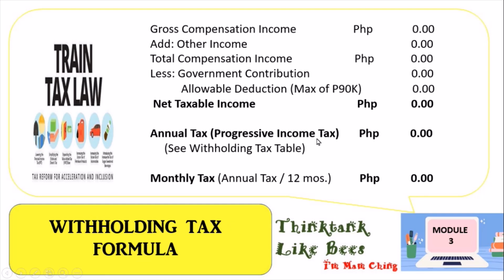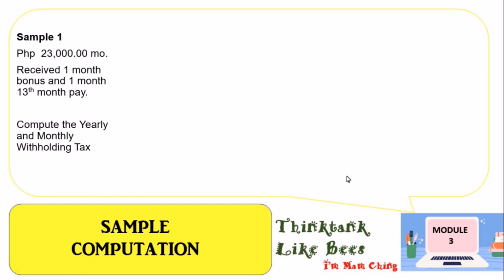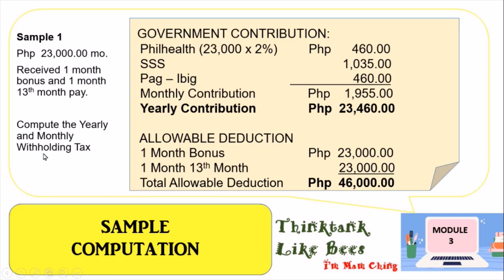You need to see the progressive income tax table to get the annual tax, and you divide it by 12 to get the monthly tax contribution by the employee. Okay, so let's see sample number 1. We have a sample here. 23,000 is the monthly salary of the employee. He also received 1 month bonus and 1 month 13th-month pay. You need to compute the yearly and monthly withholding tax.